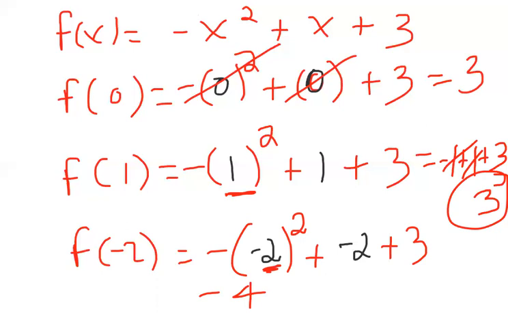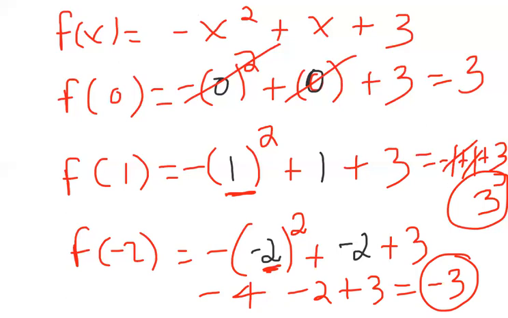That's going to turn out to be a negative 4, guys. Yeah, negative 2 squared is positive 4. Keep the negative in front of the parentheses. And then minus 2, because plus negative 2 is minus 2. And then plus 3, we're going to work it out. Negative 4 minus 2 is negative 6. Negative 6 plus 3 is negative 3, guys. So here's the answer. So, guys, that's evaluating the functions, okay?